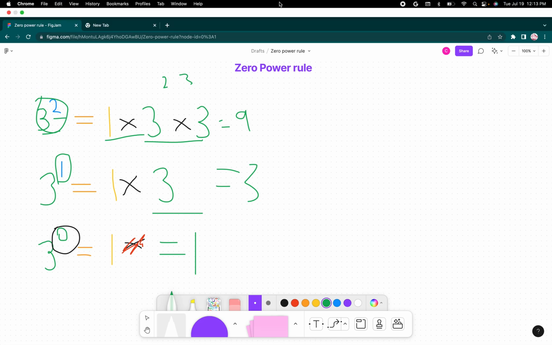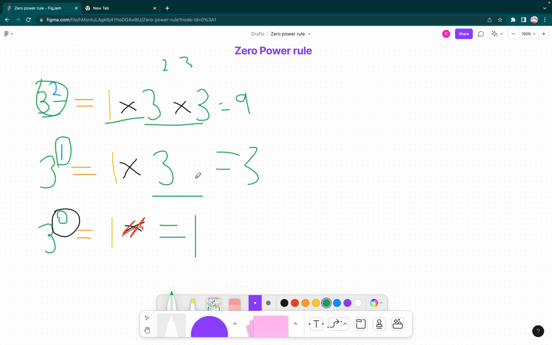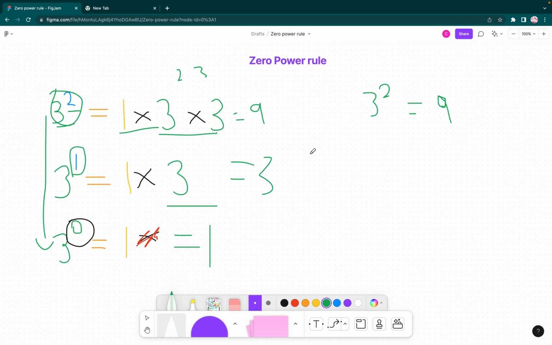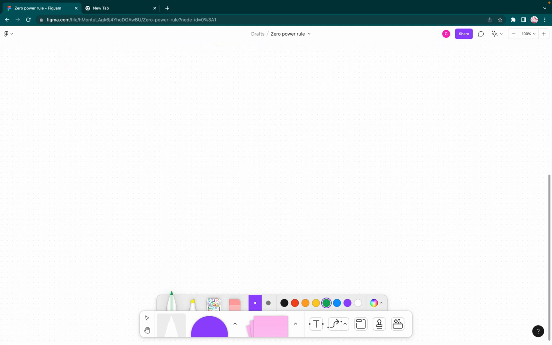So yeah, that's pretty much it. If you ever get confused with zero power rules, it's pretty simple. Just go from above down. What I mean by that is just start thinking about why 3 to the power of 2 is equal to 9, or why 3 to the power of 1 is equal to 3, and you should pretty much be able to get it that way. I'll give you a couple of questions and we'll go on from there.